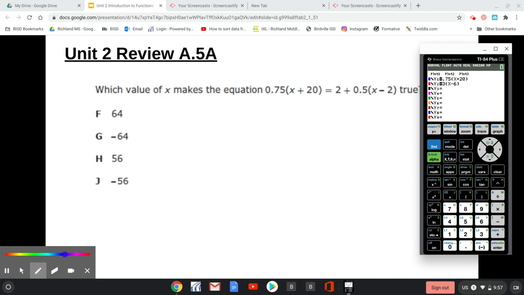enter. And now I'm going to put 2 plus 0.5 parenthesis x minus 2. Close it. Now I'm going to hit second table, and I'm going to look for my values. I have a 64.